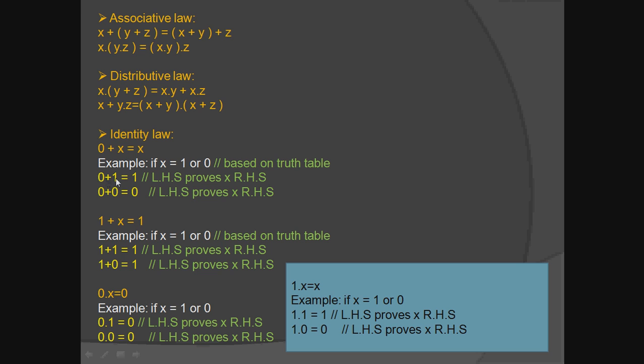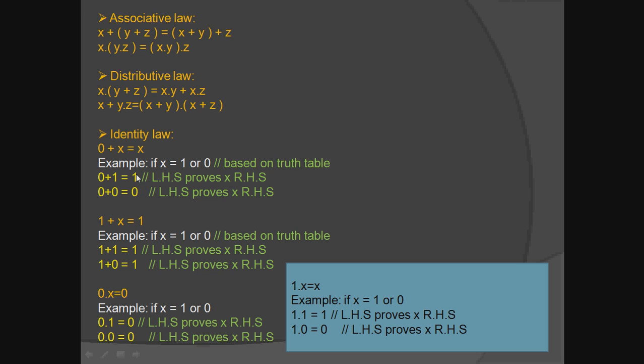So here 0 plus 1, since x is 1, the outcome will be 1, right? So 1 equals 1, which proves LHS equals RHS. Similarly, if we give the value of x as 0, then 0 plus 0 gives 0, so 0 equals 0.